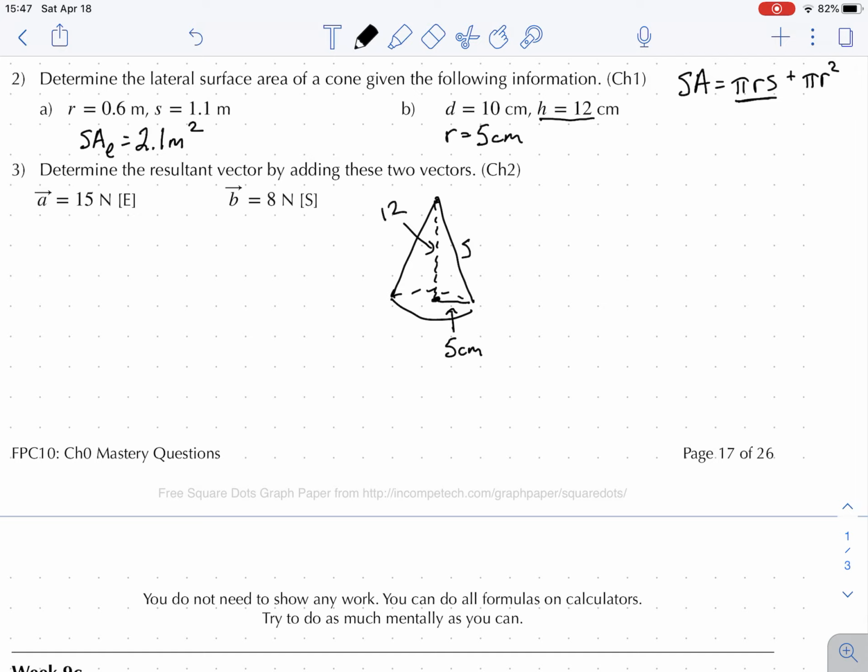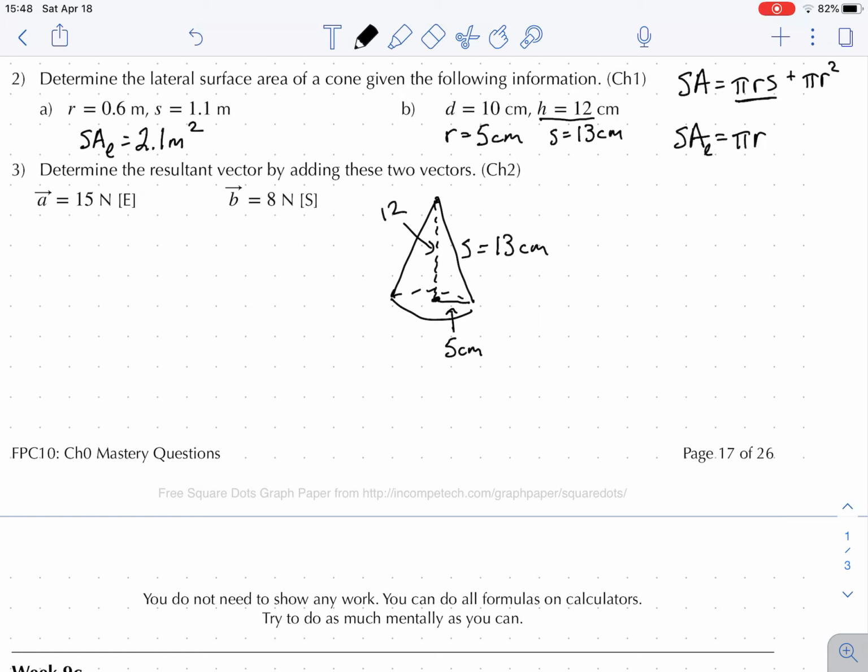So we're going to use a squared plus b squared equals c squared. Well, we do 12 squared is 144 plus 5 squared is 25. Add them together to get 169. Square root that, we get a slant height of 13 centimeters. The slant height has to be the longest of the three sides. This is another common Pythagorean triple that people generally know, the 5, 12, 13 triangle.